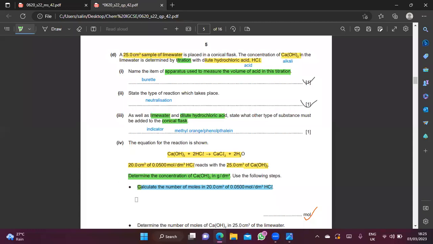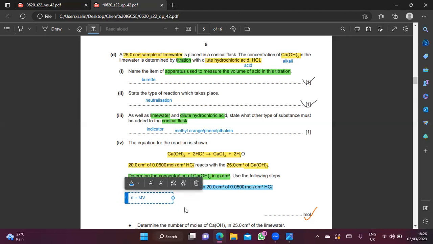Okay. What is the first step? Calculate the number of mole in 20 cm cube of 0.05 mole per dm cube of acid. Even if you don't know what you're doing, just calculate number of mole. So remember, what is the formula to find number of mole? N equals to mass over, okay, sorry. N equals to concentration, yeah, sorry, I made a mistake there. Capital M is concentration and volume. N equals to MV.